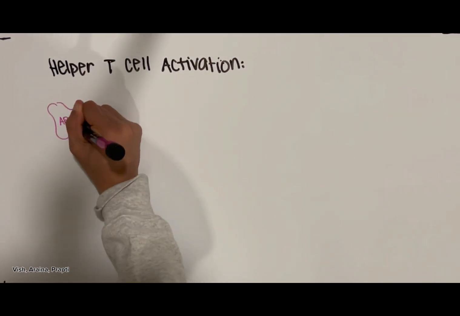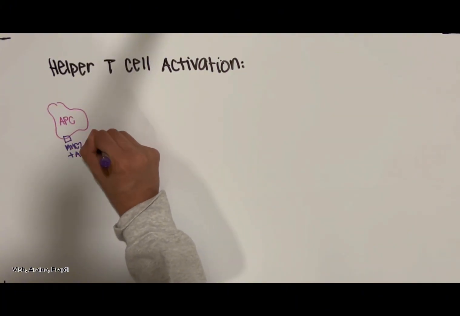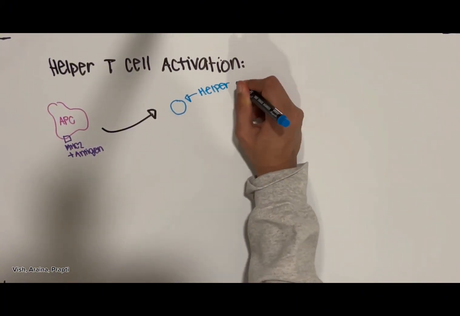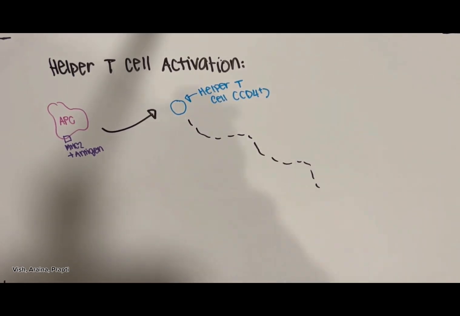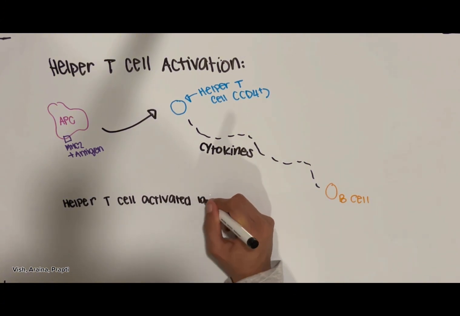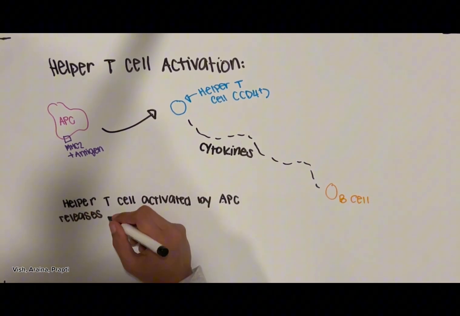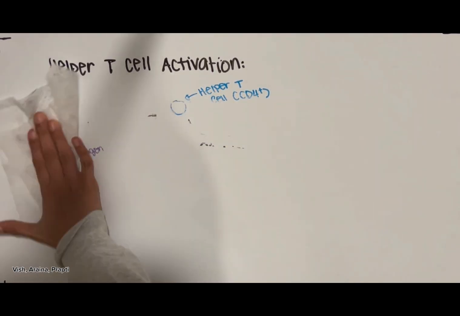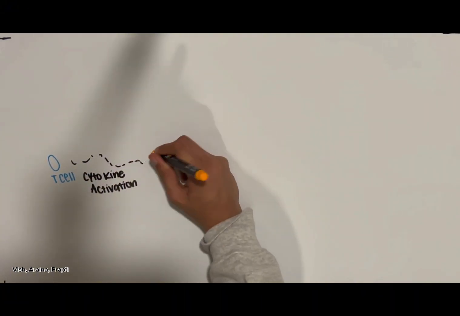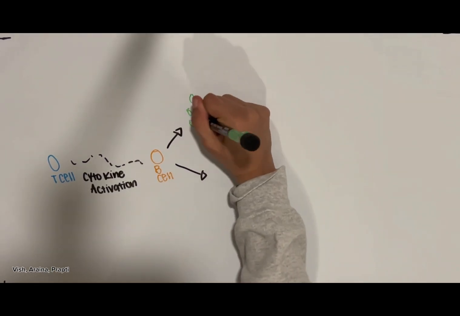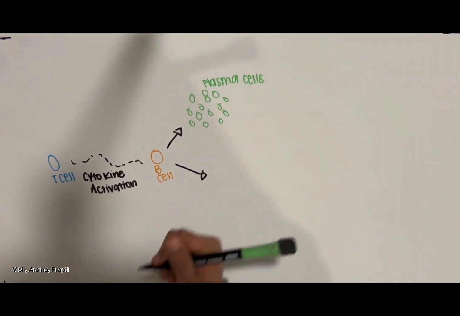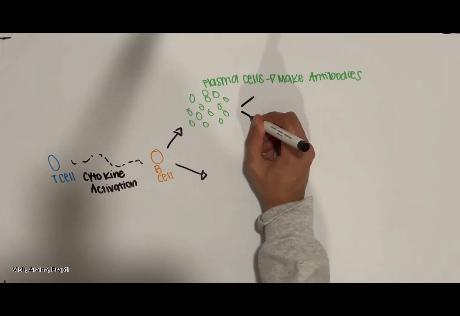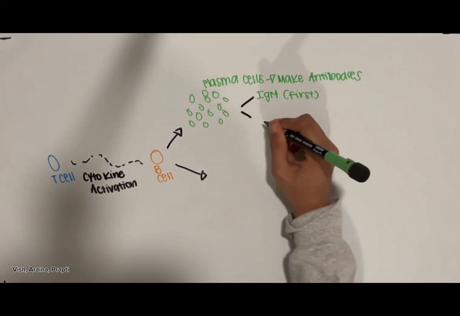In this diagram, the helper T cell is activated by the antigen-presenting cell. It then releases cytokines, which begin activating nearby B cells and signal them to respond to the infection. The activated B cells undergo clonal expansion, producing plasma cells and memory B cells. Plasma cells release antibodies, first IgM and then IgG, which bind to and neutralize the virus, while memory B cells remain for future protection.